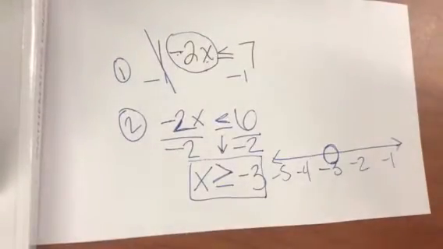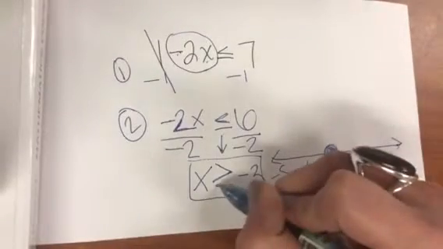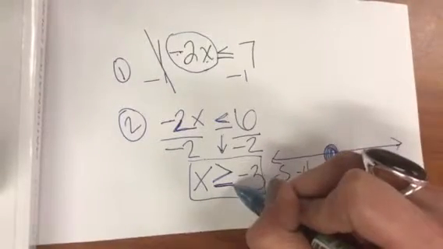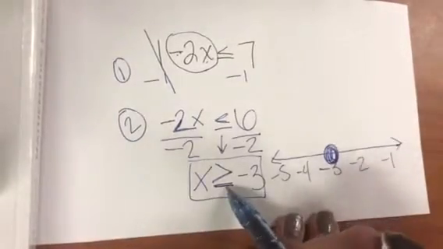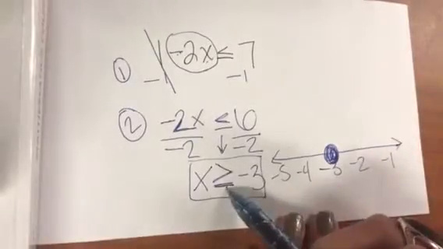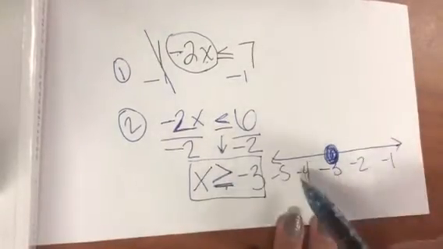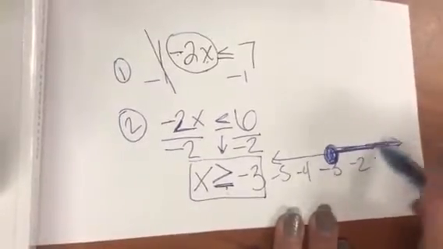Am I going to shade it in? Yes, because it's equal to. How do we know it's equal to? Because of this line right here. So it obviously includes negative 3 because it could be equal to, and x is greater than negative 3, which is to the right on the number line. So you would shade this way.